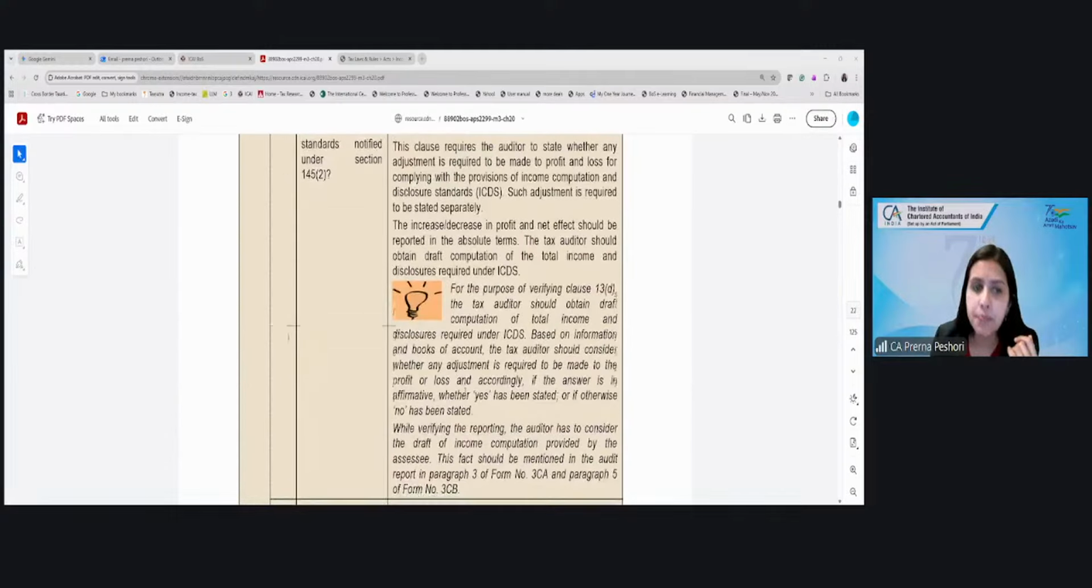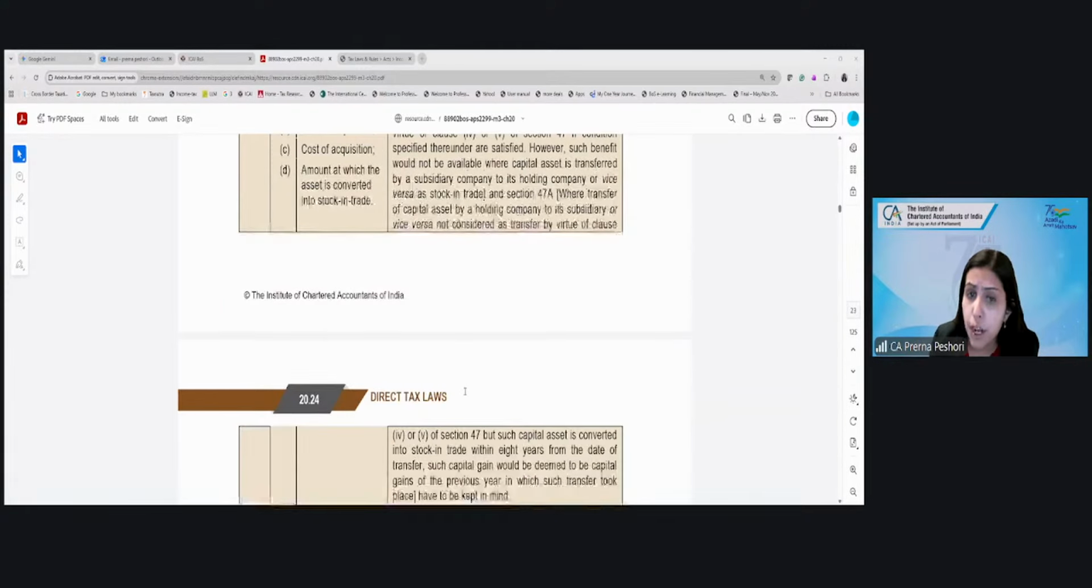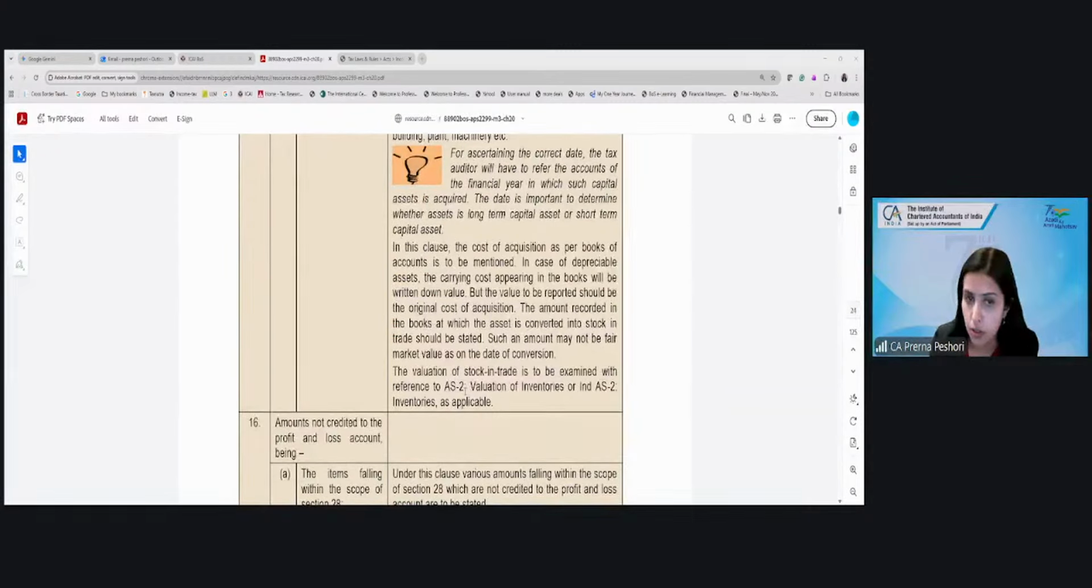So with respect to clause 15, how do you get the capital asset converted into stock in trade? You need to look into the balance sheet, whether there has been any conversion of capital asset into stock in trade, any land, any kind of investments. You have to find out the date of acquisition, so refer to the agreements and contract notes to find out the date, the cost, and the amount at which the asset is converted into stock in trade, whether it is converted at the fair market value as required per section 28, or some other value. All of that has to be stated over here.